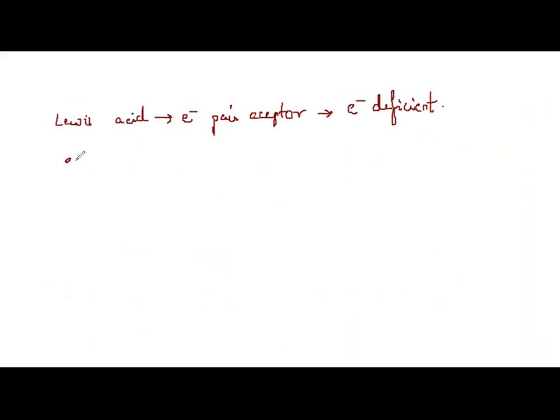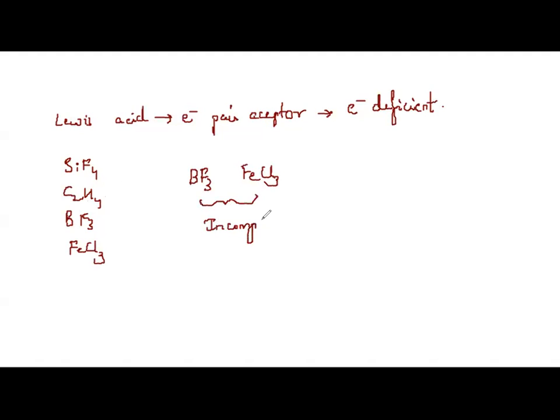So the given options are SiF4, then C2H4, then BF3, and then FeCl3. If you look at the BF3 and FeCl3 molecules, the central atom has an incomplete octet, yes or no? Either in BF3 or in FeCl3, the central atom has less than 8 electrons. So these are both examples where there is an incomplete octet.